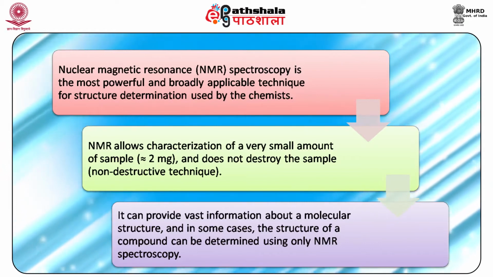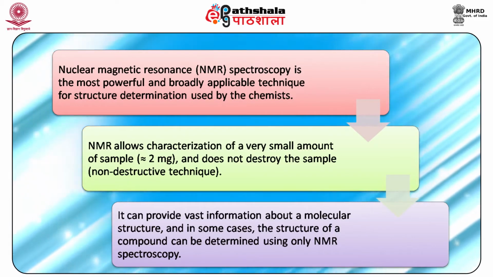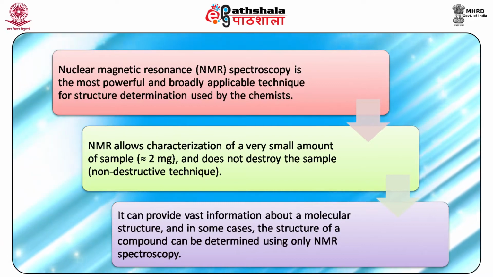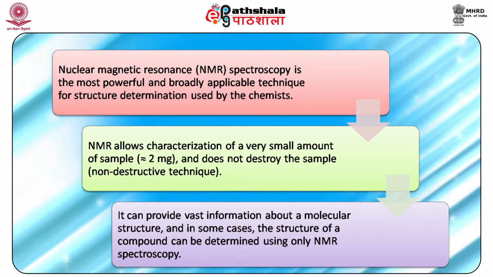It can provide vast information about the molecular structure of an unknown compound, and in some cases the structure of a compound can also be determined using only NMR spectroscopy. In practice, the structures of complicated molecules are determined through a combination of techniques including NMR and IR spectroscopy as well as mass spectroscopy. Now, since organic compounds are primarily composed of carbon and hydrogen, NMR identifies various types of hydrogen and carbon atoms in various organic molecules.